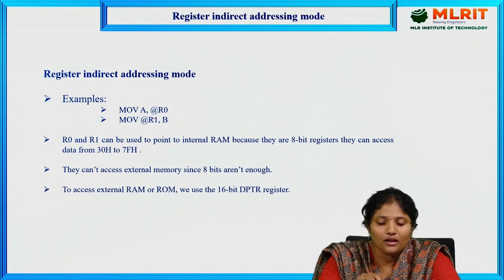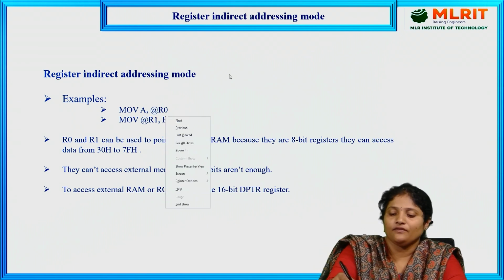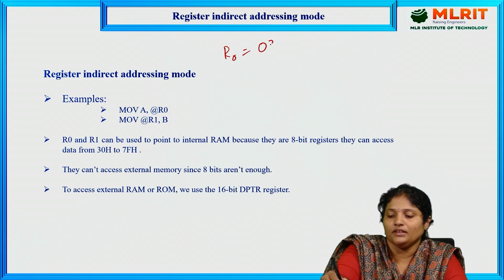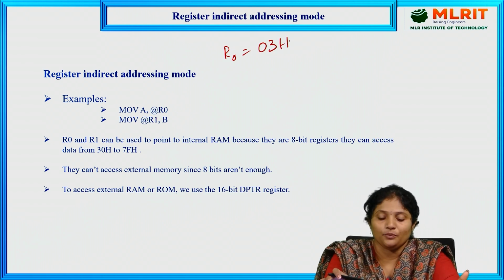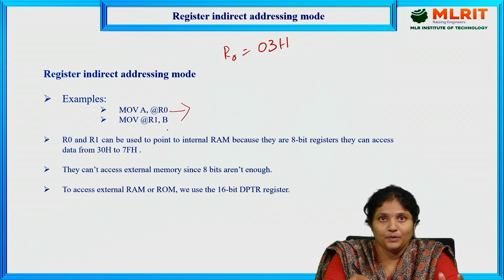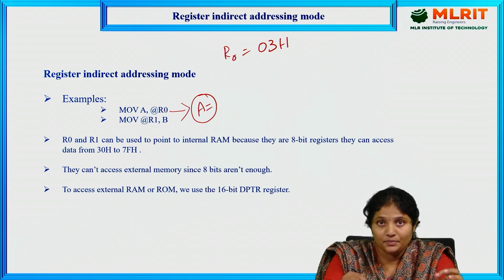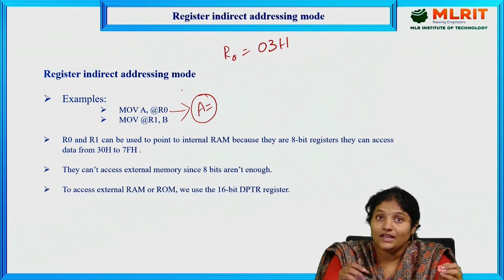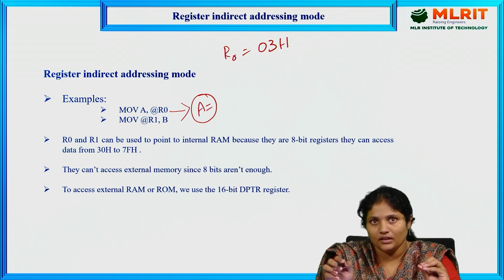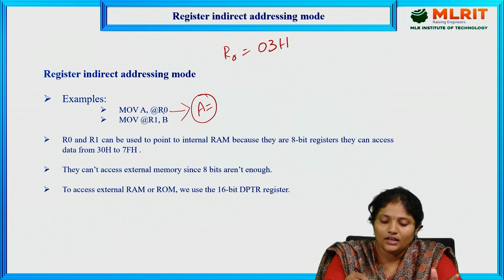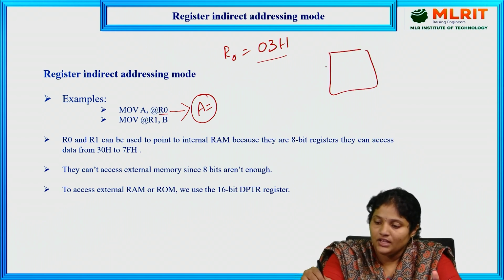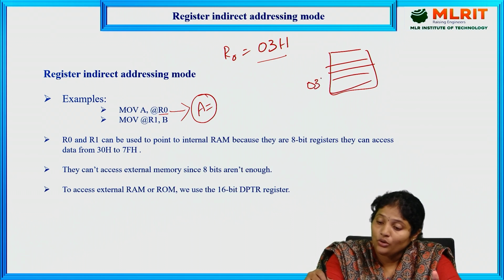Here, MOV A, @R0. Suppose the R0 register is holding the data 03H. After execution of this instruction, what will be the data present in the A register? Let us see. Here we are specifying R0 indirectly, which means the data present in R0 is the address location of the actual data. What is the data present in R0? It is 03H, so the controller will look into the 03H location.